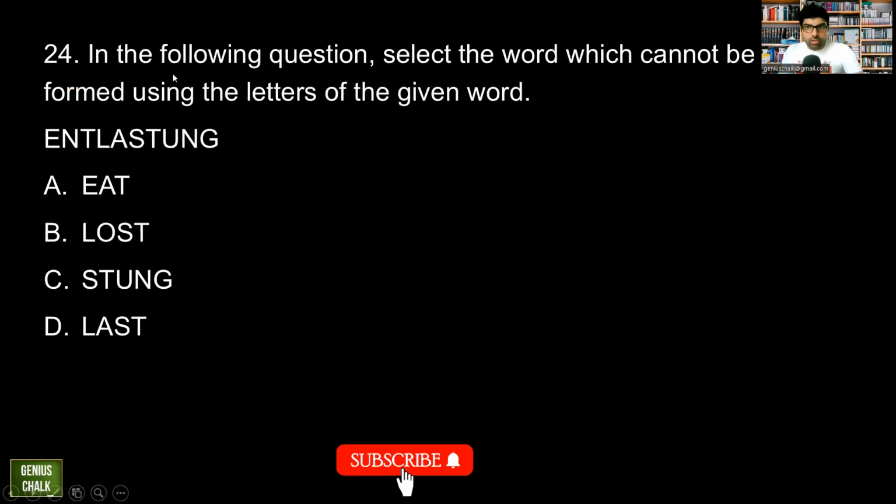Next one, in the following question, select the word which cannot be formed. Okay, cannot be formed. So EAT can be formed. LOST. This is my answer because there is no O present here. So this word cannot be formed. Rest we can form. Stung is already there. Last is already there, right? So option B is my answer.